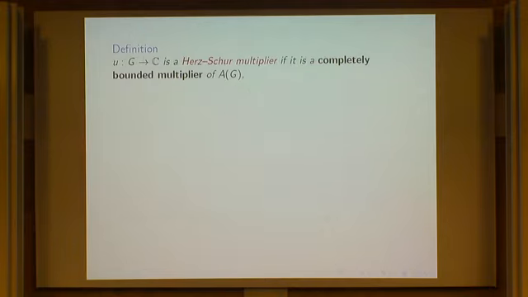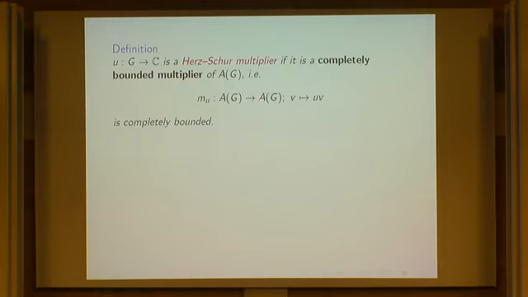Now, what is a Herz-Schur multiplier? If you have a function u on G which multiplies A(G) into itself, in the sense that the map sending v to the pointwise product uv has range again in A(G).